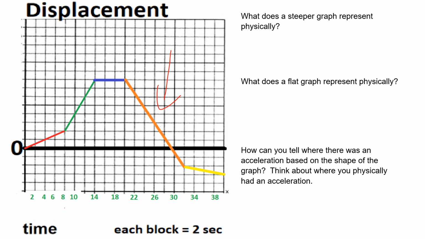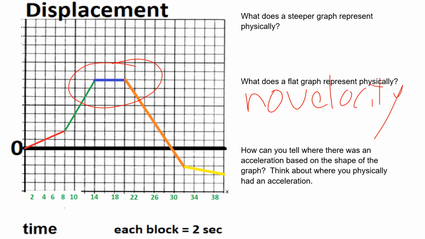So what does a flat graph represent? Well, what was going on right here? You were just standing there making marks on the sidewalk or on the floor, and you weren't moving anywhere. So a flat graph represents no velocity. Now, if we think about the slope of a distance time graph indicates velocity, a horizontal line has a slope that equals 0, so 0 velocity.